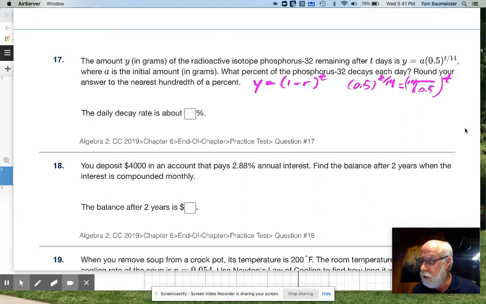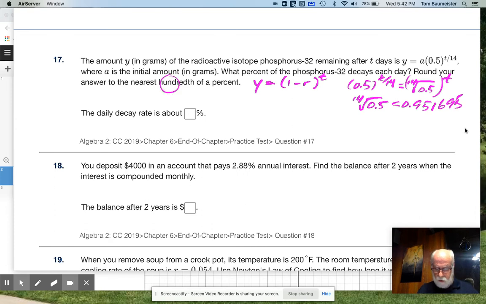So knowing that, 0.5 to the 1/14 power is equal to 0.951695. You don't have to round it that far, but they do say to the nearest hundredth. So remember, my suggestion is at least 4 decimal places.